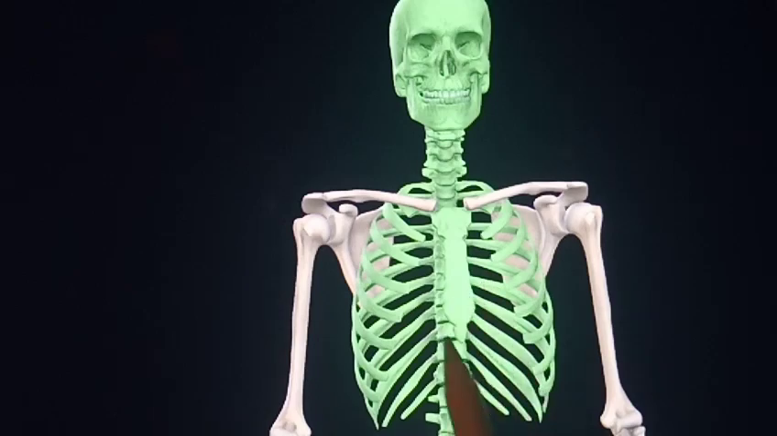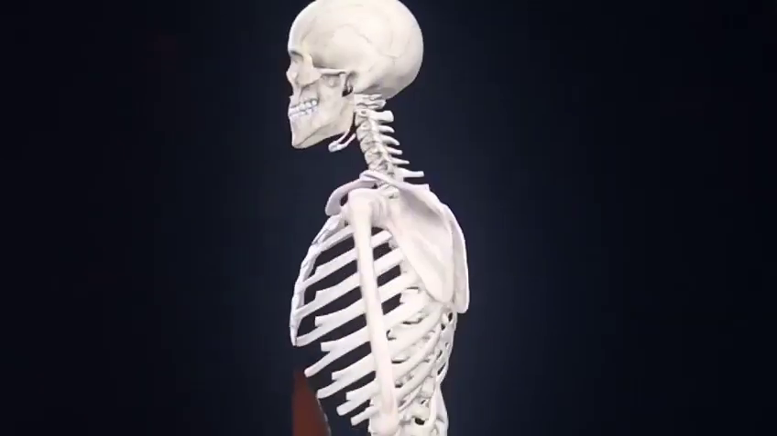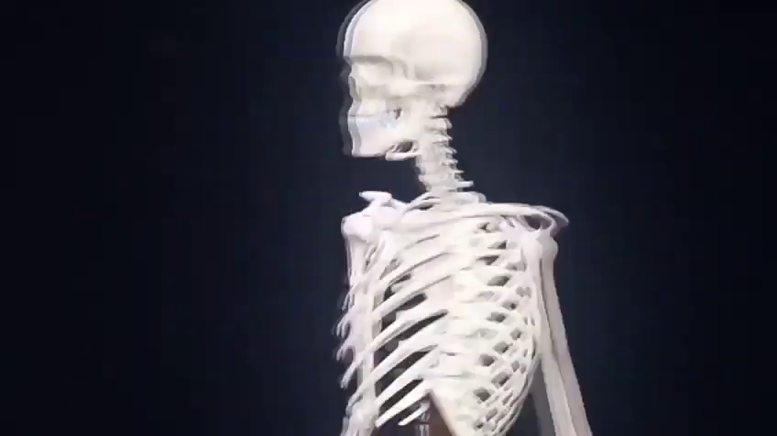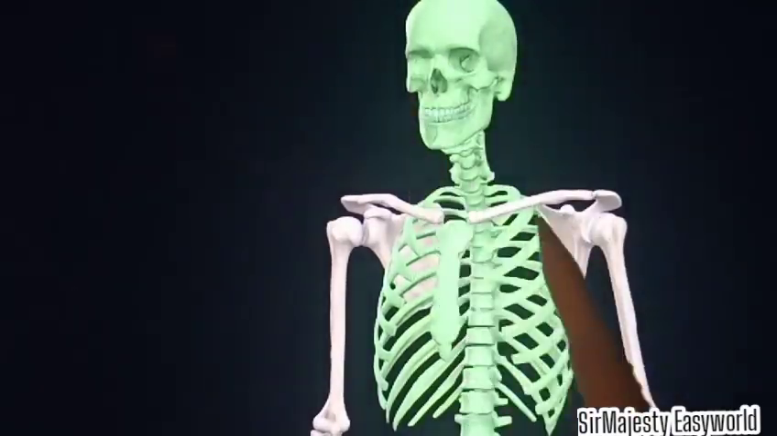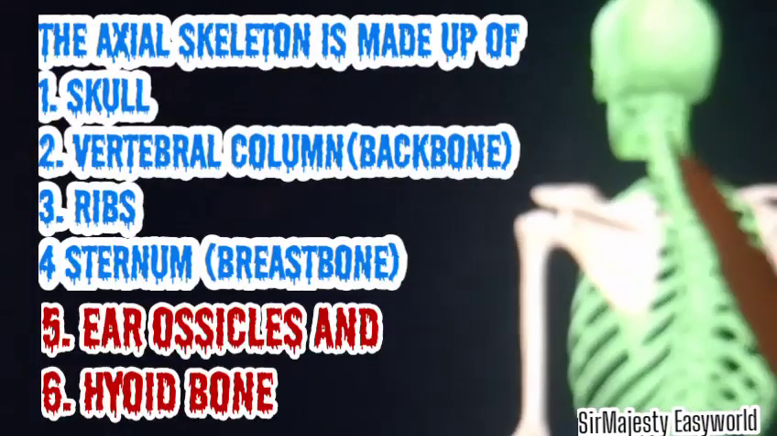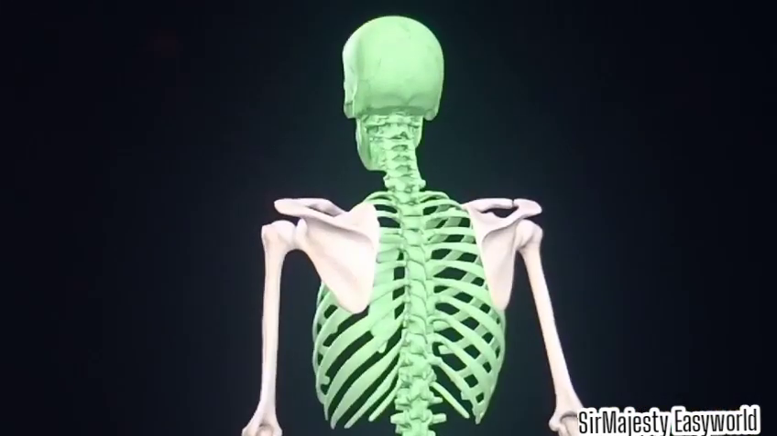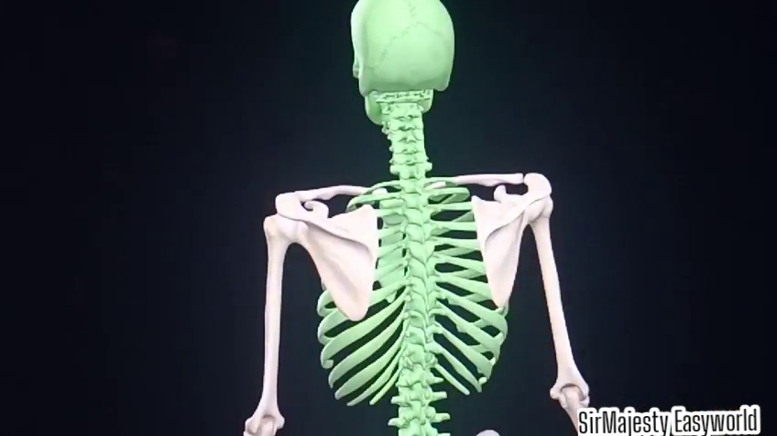The part in green is what makes up the axial skeleton. So as you can see, the axial skeleton is made up of the skull, the ribs and the sternum, and then the backbone. That's the vertebral column. This is the vertebral column.